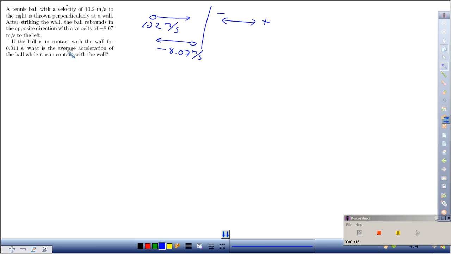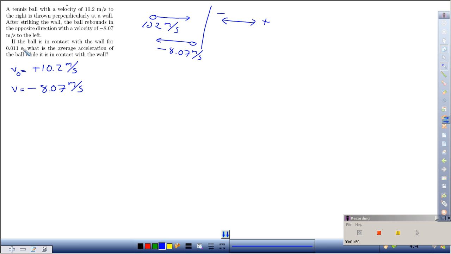So here, my initial velocity, my v0, is going to be positive 10.2 meters per second. You don't actually have to write the positive, but I'm writing it here just to make a point. My final velocity, it bounces in the opposite direction with a velocity of negative 8.07 meters per second to the left. So my final velocity is negative 8.07 meters per second. Now, in this case, positive means to the right, negative means to the left. And that's a typical convention, a typical way that physics likes to do things: right is positive, left is negative.